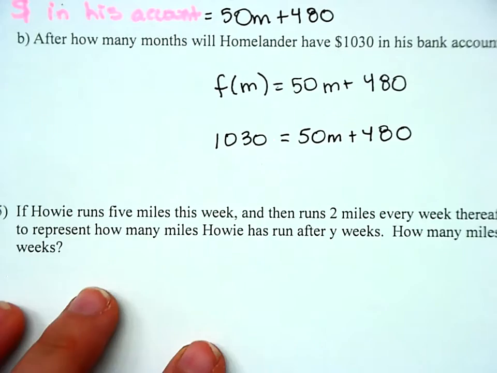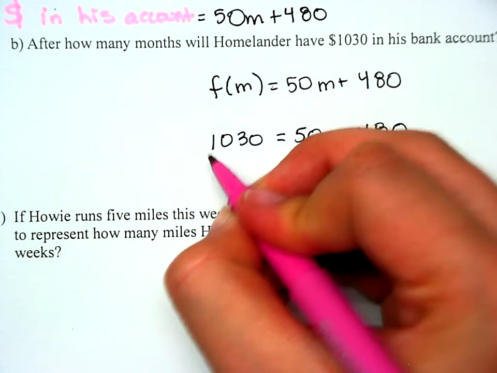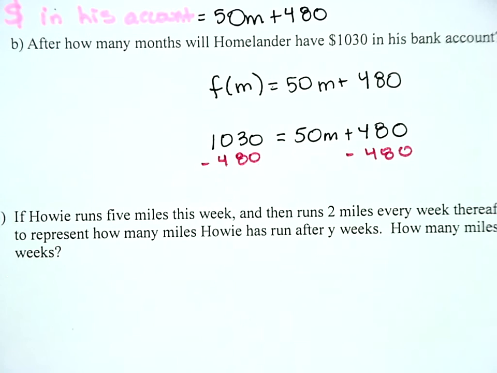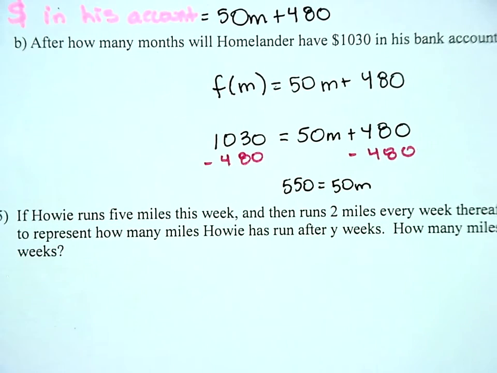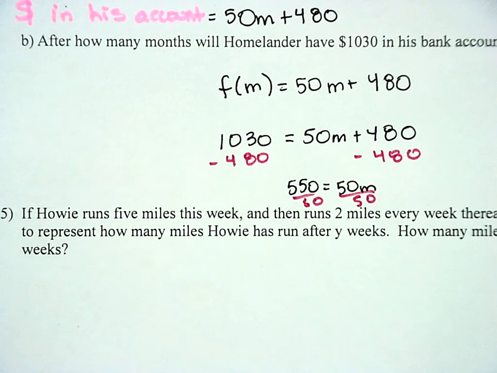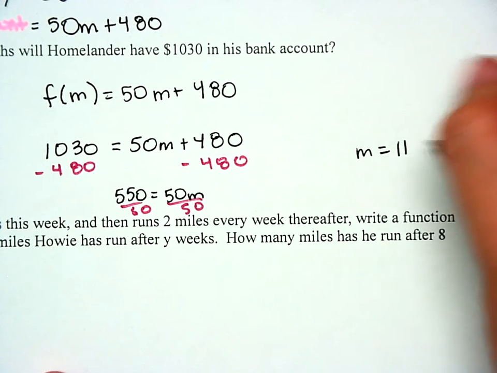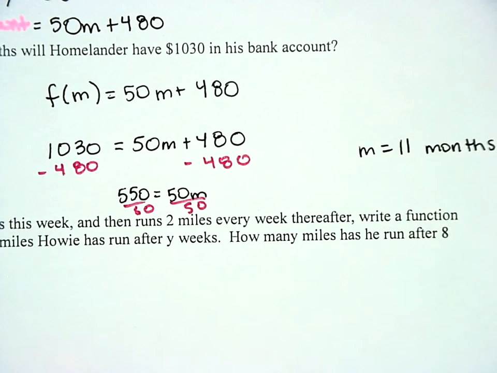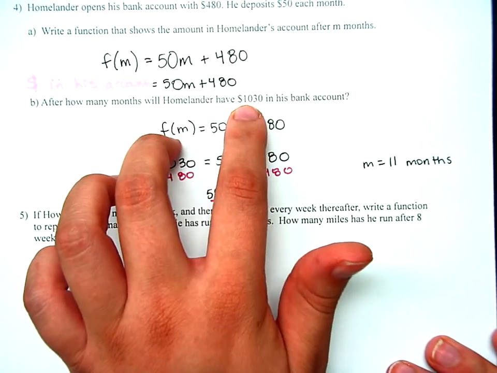So let's solve for M. I'll do it in my other color. We're going to subtract 480 from both sides of the equation. Okay, so I've got 1030 minus 480. That gives me 550 equals 50M. And then our last step is to divide by 50. Okay, so I get M equals 11. And remember, we were solving for months, so this is 11 months. That means it takes 11 months for Homelander to get to $1,030 in his account.